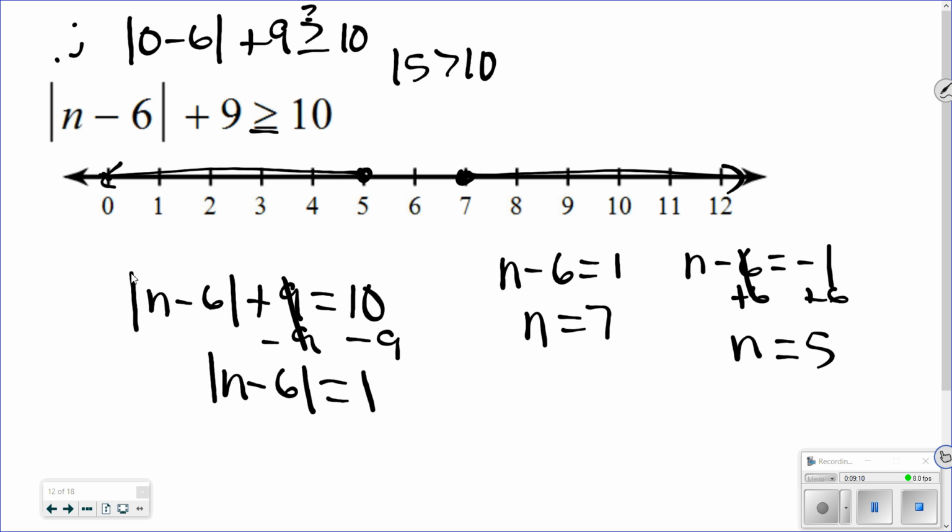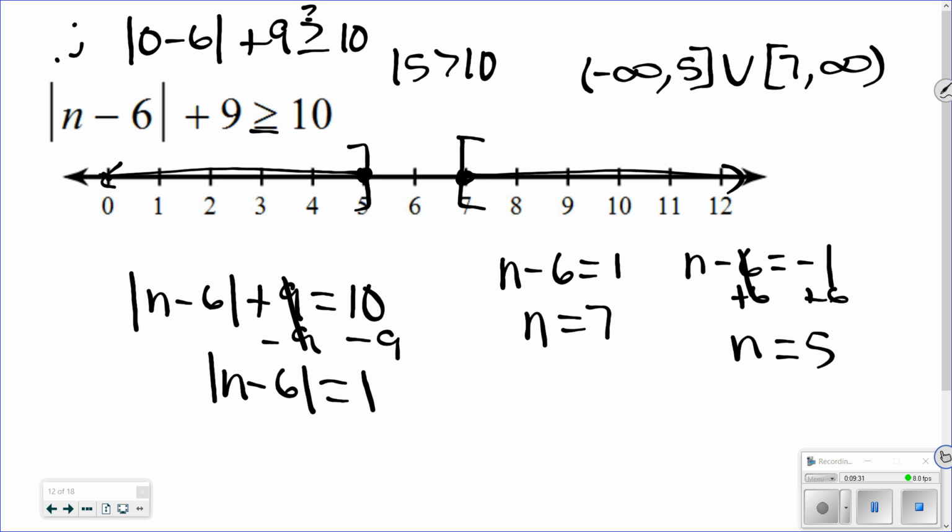I'm going to replace these with brackets, right? Closed dot means brackets. And now write it with interval notation. So start from the left side, it goes to negative infinity until I get to 5, including 5, so there's a bracket. Then the answers start again at 7, and they go to infinity. We put our union sign in between. Yeah, and that's pretty much it.